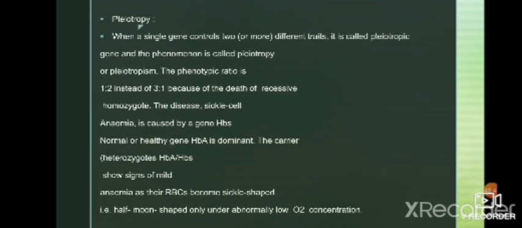The disease sickle cell anemia is caused by a gene. HbS, normal or healthy gene.